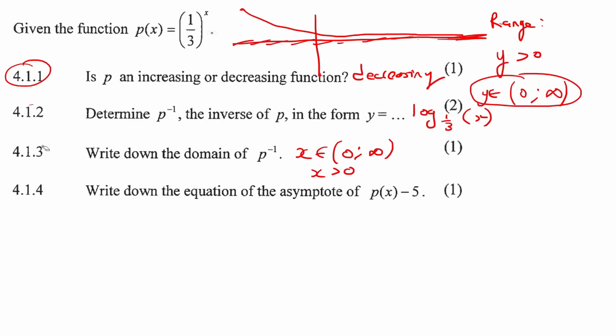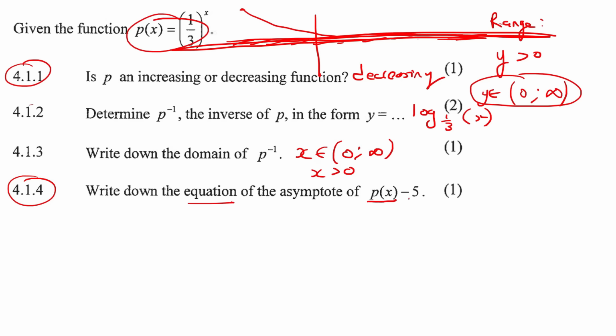Right, so we've done this one now as well. So now we need to do this one. Write down the equation of the asymptote of p if you move p down by 5. Very easy question. We know that the asymptote at the moment is on 0. We said that earlier. It's over there. So now they said write down the equation of the asymptote of p, so this graph's asymptote, if you move it down by 5. So the asymptote will just move down by 5.